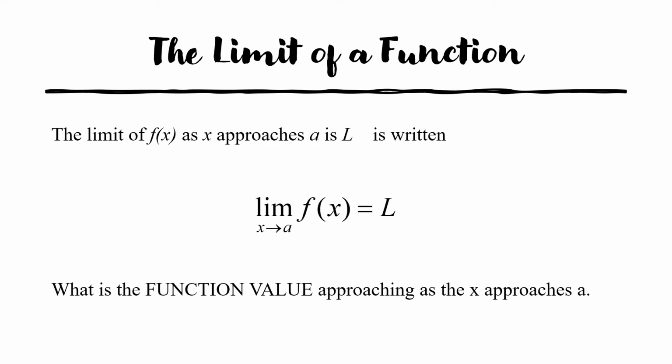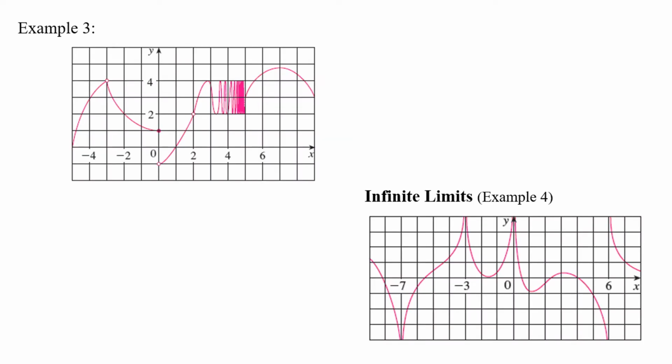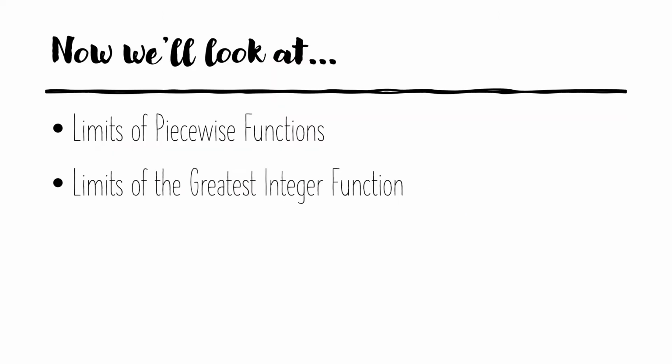So in the last video, we looked at the limit of f of x as x approaches a, where we're looking at what our function value is approaching as our input x is approaching a particular value. And we looked at a couple graphical examples where we were already given the graph of a function. Now we're going to take a look at limits of piecewise functions and limits of the greatest integer function without already being given a graph.